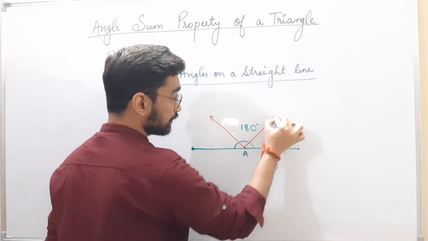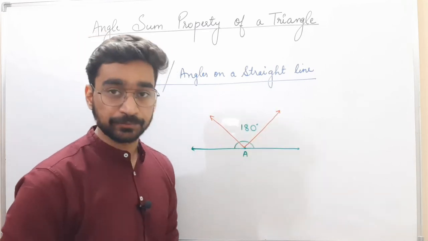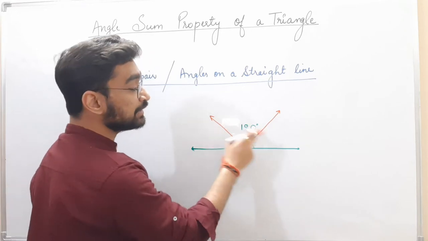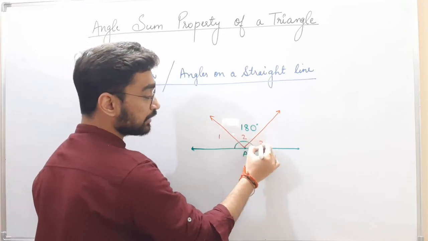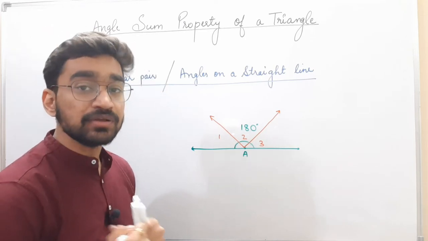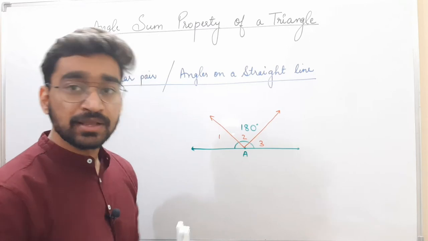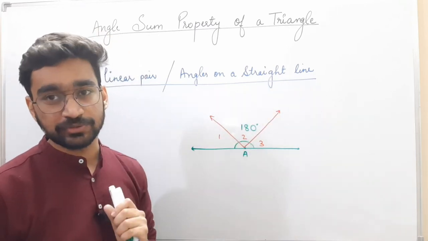So we can say that if this 180 degree is being divided maybe in two parts, maybe in 1, 2, 3 parts, or maybe more than that, the sum of all these angles, the sum of angle 1, angle 2 and angle 3 which are forming here, will always be equal to 180. Why will it be 180? Because they are forming on a straight line. So remember that the angles which are forming on a straight line at one point will always be equal to 180 degree.